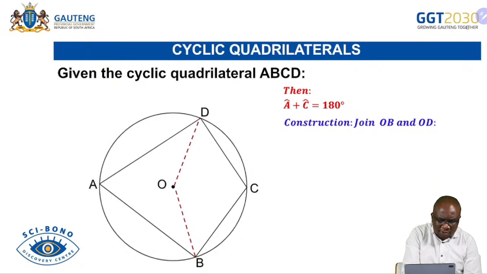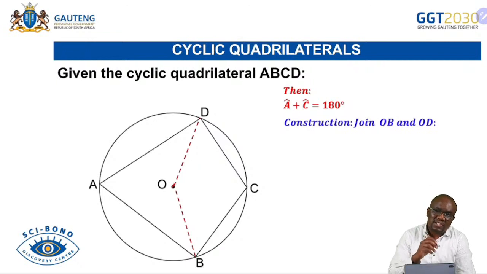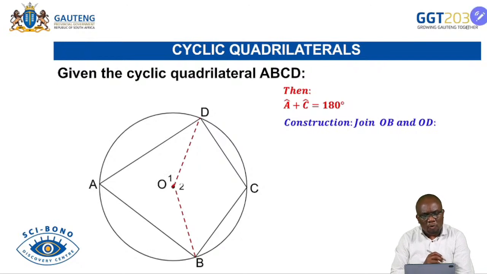Now, what do you see here? The center theorem. Can you see the center theorem? An angle subtended at the center is 2 times the angle subtended at the circumference. So now I have my 2 angles here, O1 and O2. Do you see O2? What will be the size of O2? It is at the center, subtended by BD at the center.